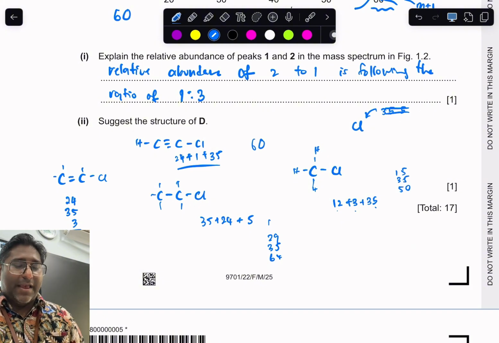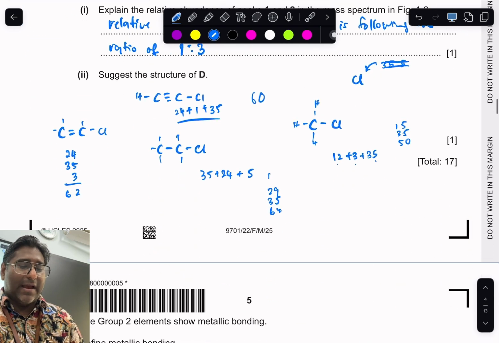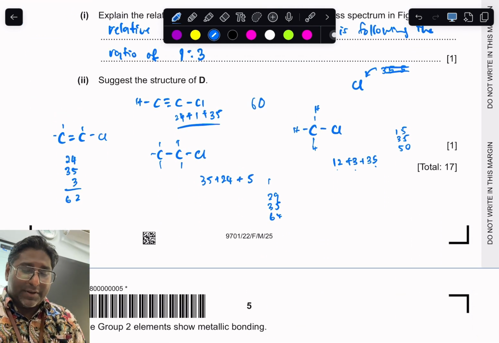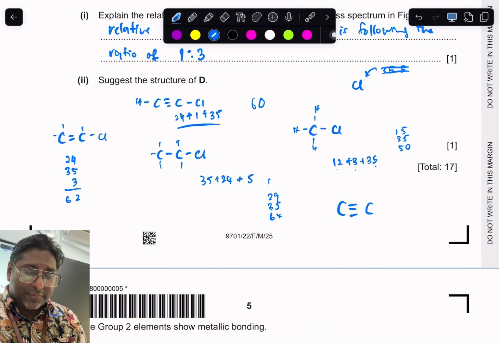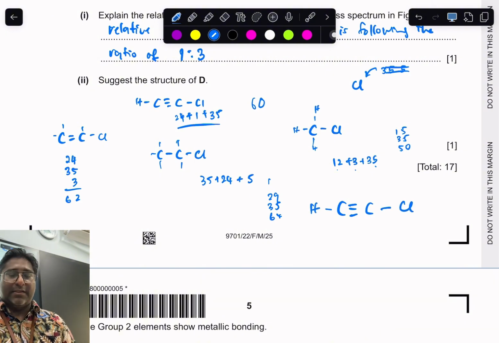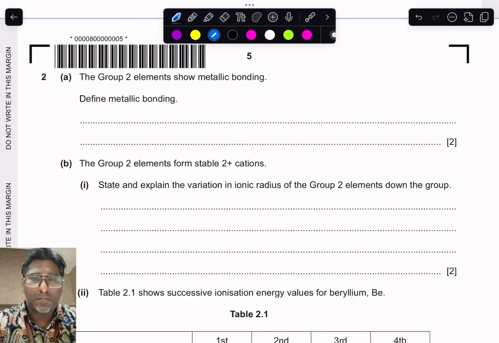So suggest the structure of D. In this case, I will suggest the structure to have a triple bond. You can draw it like this, or you can draw using skeletal formula also.